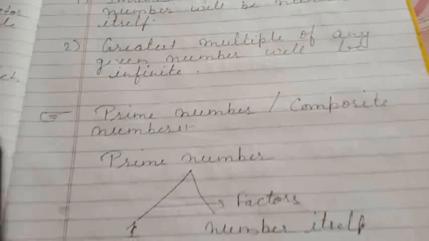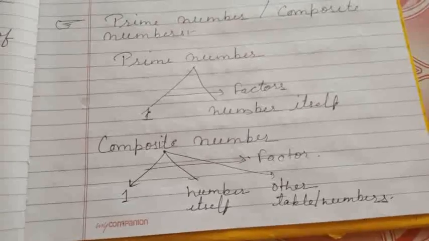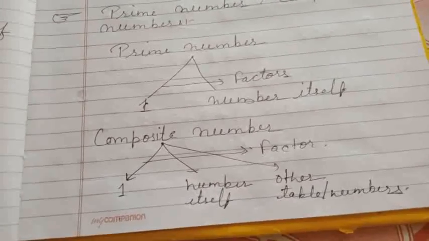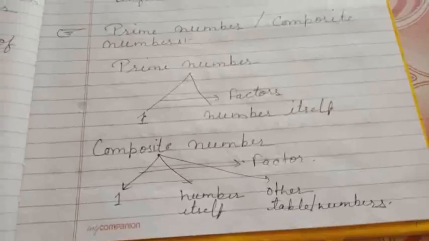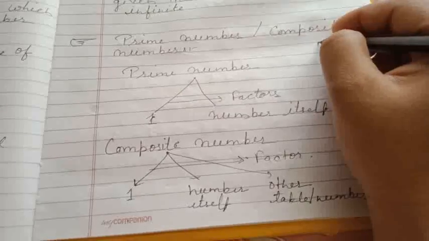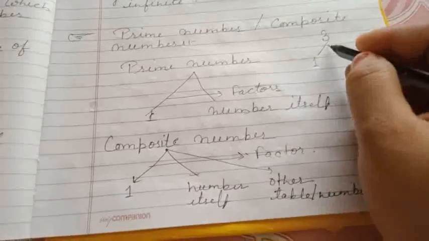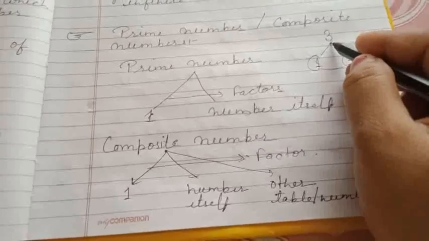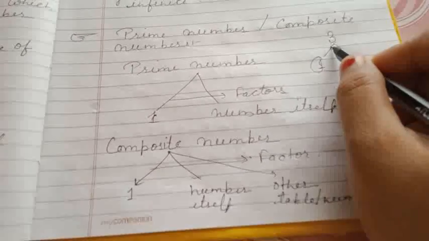The next topic is prime numbers and composite numbers. Prime number, you have to remember it like this: if the number is divisible by 1 and the number itself only, that number is called a prime number. See, suppose I have written 3 here. So 3 is coming in 1's table and in 3's table only. So 1 and 3 are the factors of 3. It is coming in 1's table only and the number itself. So this is a prime number.